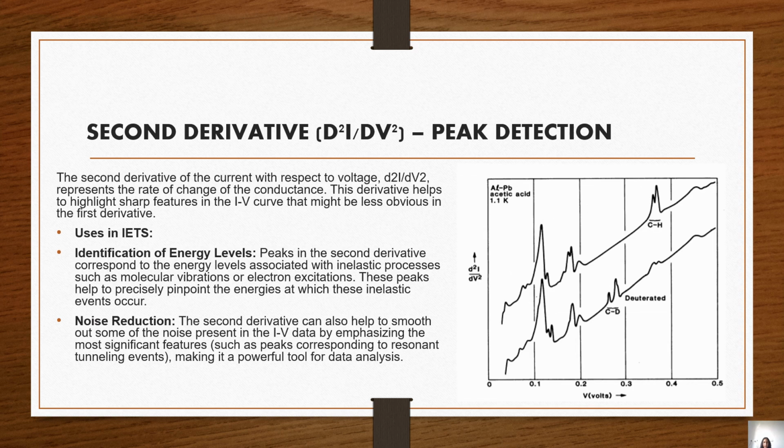The second derivative. The second derivative of the current with respect to voltage represents the rate of change of conductance. This derivative helps to highlight sharp features in the IV curve that might be less obvious in the first derivative. It also helps in identification of energy levels and in noise reduction.